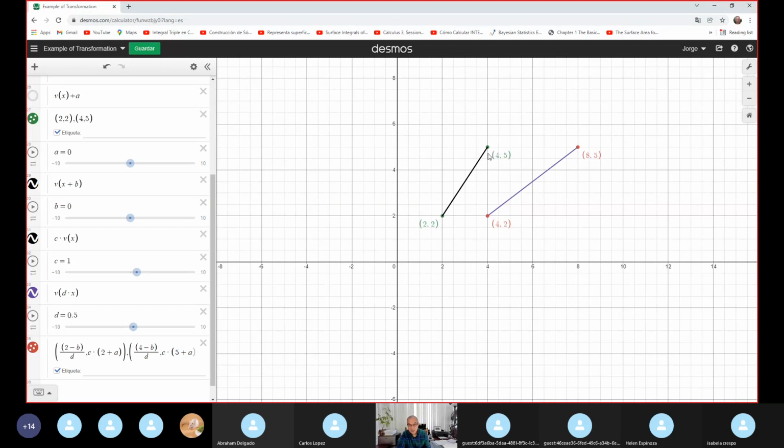This is the original segment, the original function, 2,2, 4,5. Now 2 is transformed like a 4, because you divide by 1/2. And when you divide by 1/2, you multiply by 2. And 4 divided by 1/2 is multiplied by 2. 4 times 2 is 8. Okay, what is the name of this transformation? Well, the name is horizontal stretch.